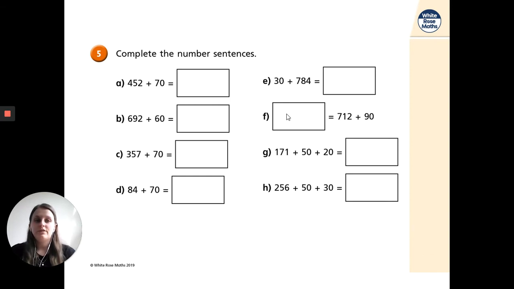If you want to use some base 10 or place value counters to draw the problem, please do. Remember, draw your 452, draw 70, count up how many 10s you've got, and cross out 10 of them, hopefully there won't be any more than that. Exchange them for 100, and then off you go. So have a go at these questions using whichever method you need to do.